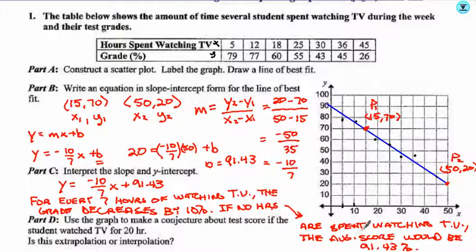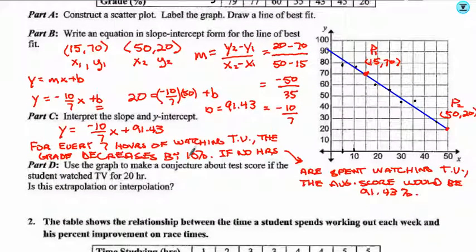All right. So identify the points, create the slope, find the b, interpret the slope and the y-intercept, and now we're going to use this equation to find out what the test score would be if you watch 20 hours. So I'm going to take y equals negative 10 over 7 times 20 plus 91.43, and I'm going to calculate.